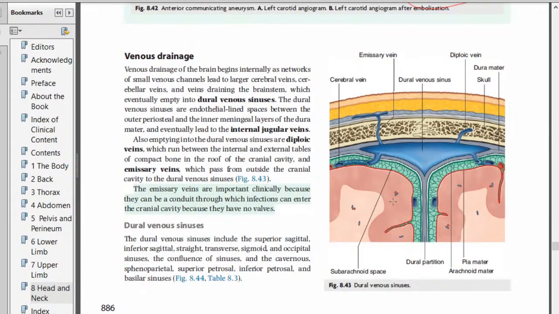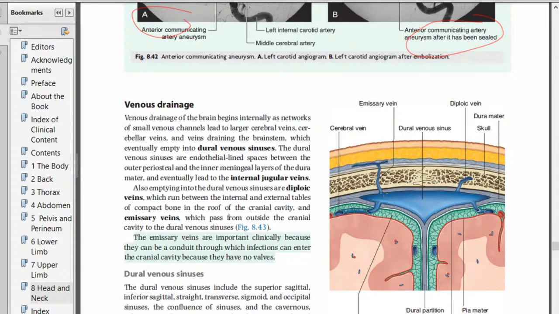Venous drainage. We have already studied the arterial supply of the brain, so let's study the venous drainage. Venous drainage of the brain begins internally as networks of small venous channels that lead to larger cerebral veins.